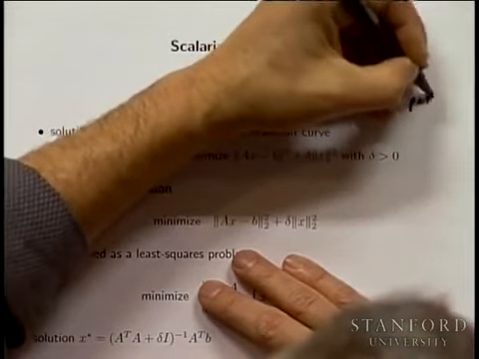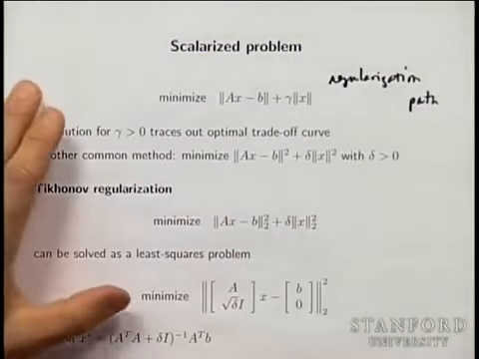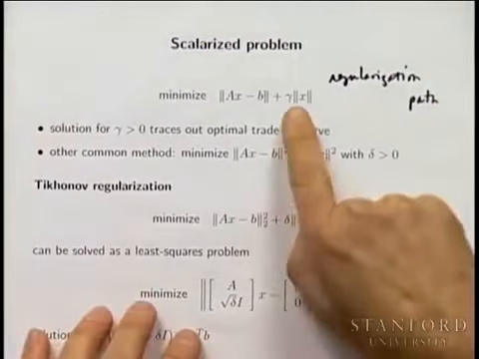So one way to do it is you scalarize. You take the two objectives like this. Now, as you change gamma, you get what in general is called the Pareto optimal curve. It's the optimal trade-off curve of norm x versus norm Ax minus b. In this specific case, it's also called the regularization path, as you vary gamma.